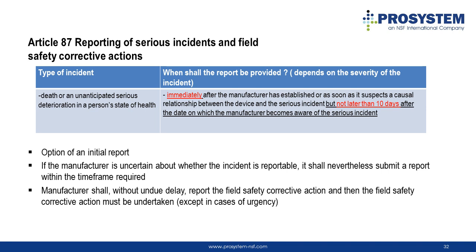In general, field safety corrective actions must first be reported and then taken, with the exception of emergencies. Furthermore, Article 87.9 describes the possibility of periodic summary notifications rather than individual notifications. The competent authority has to agree to this practice first.